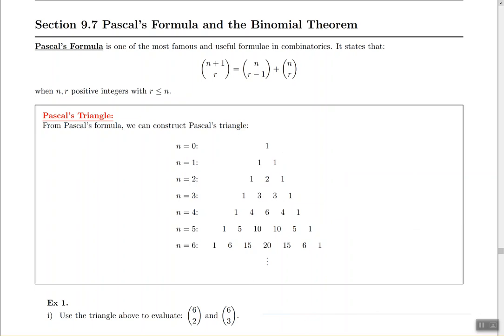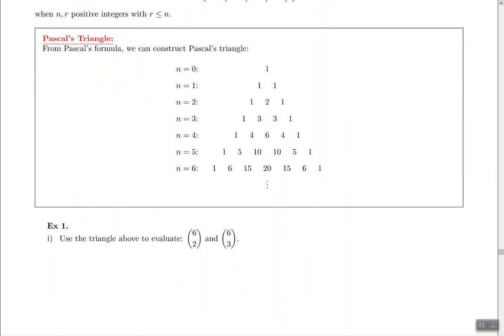So now that we know that observation, let's look at example 1. It says use a triangle to figure out what 6 choose 2 is. So again, what 6 choose 2 stands for is that we're going to the 6th row and R equals 2 here. So row number 6 and column number 2. So here we go. I'm going to go to row number 6 and column number 2. So this is column 0, so R0. This is R1, and this is R2. So the answer that I'm looking for is 15.